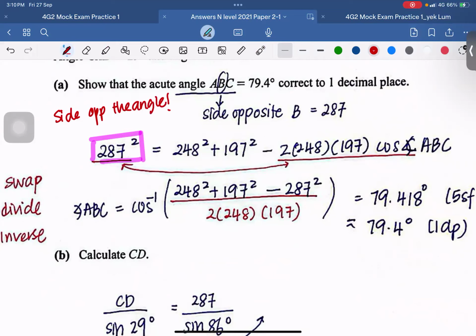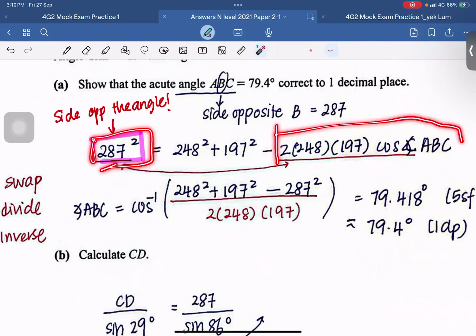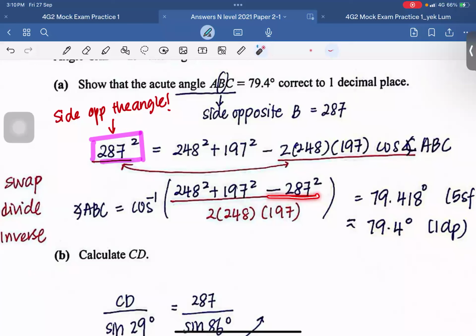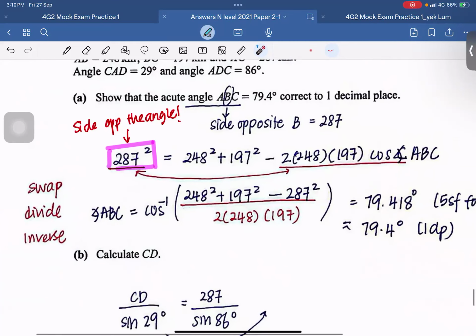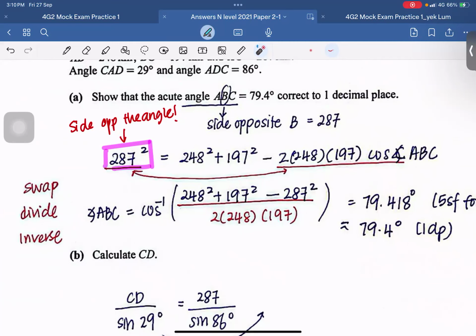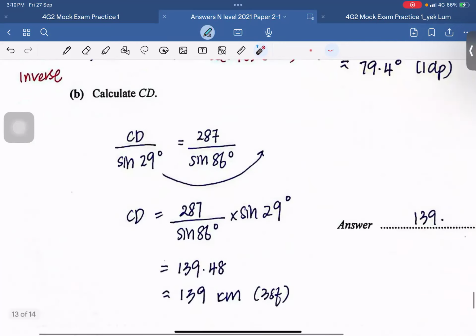Opposite the angle that you want down here. Then what do you do next? You swap this whole thing with this portion, swap it around so that I can get this one here. Then I do not want the 2AB, so I divide it away. Last but not least, I don't want cosine, so I do cosine inverse. Are you all okay with part A? If you're okay with part A, then maybe you can indicate. Yes. Okay, confirm. Next one, calculate CD.